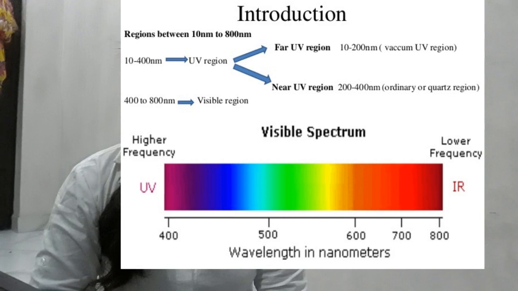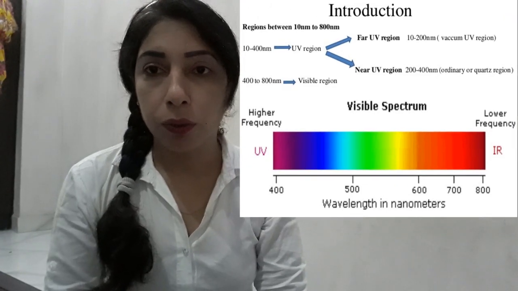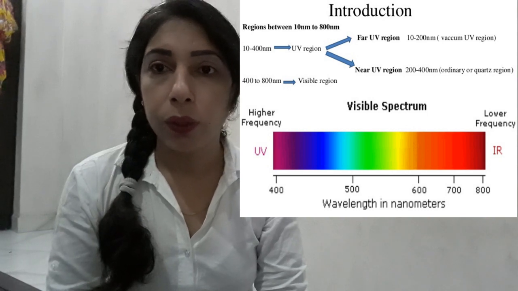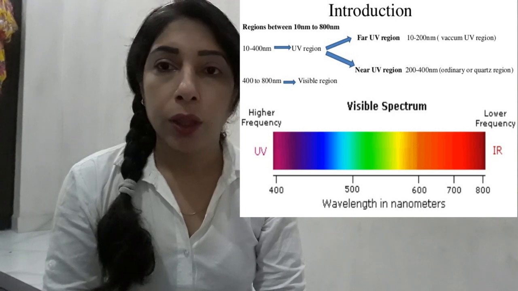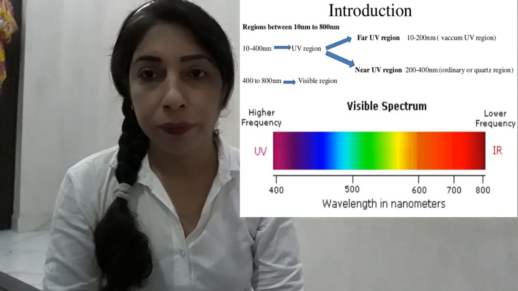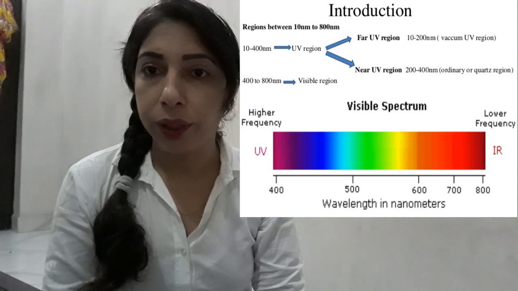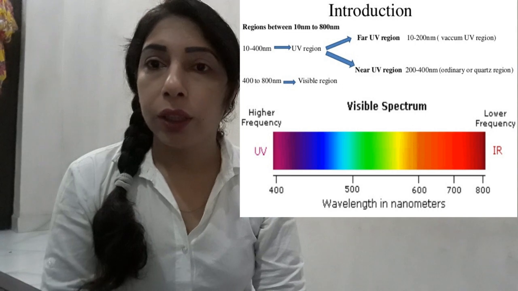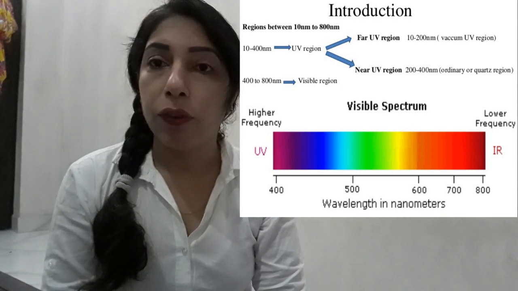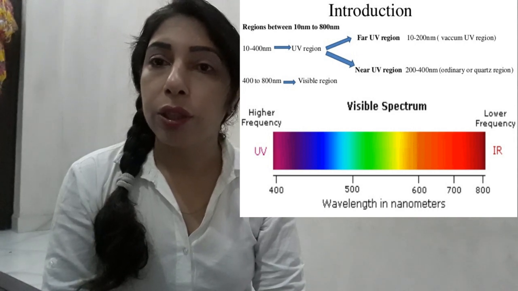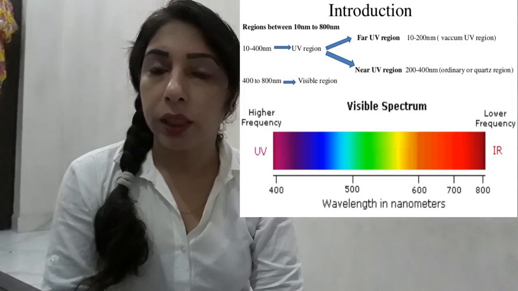Now, let us understand the principle of UV visible spectroscopy. As you all know, it absorbs UV visible radiations. The radiation ranges from 200 to 800 nanometer. The range for the near UV region is 200 to 400 nanometer, and for the far UV region, which is also called the vacuum region, it is below 200 nanometer.